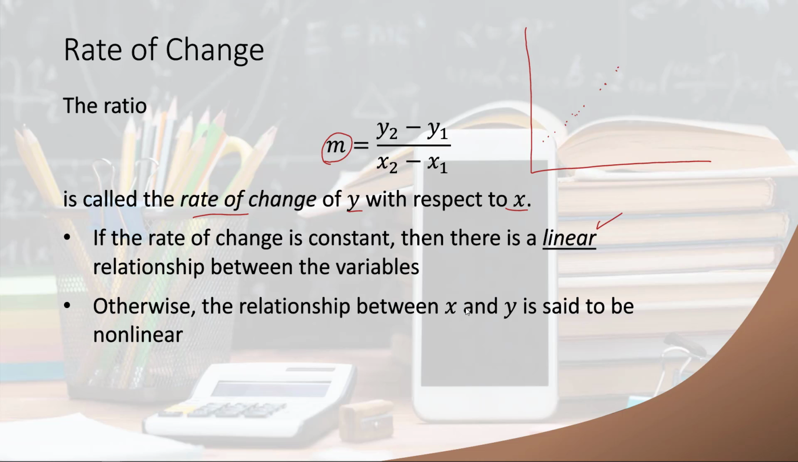Otherwise, the relationship between x and y is said to be nonlinear. For example, if your points looked something like this, well, that is kind of pathetic, but it obviously doesn't draw a line. It's more of a parabola, so this would be nonlinear.